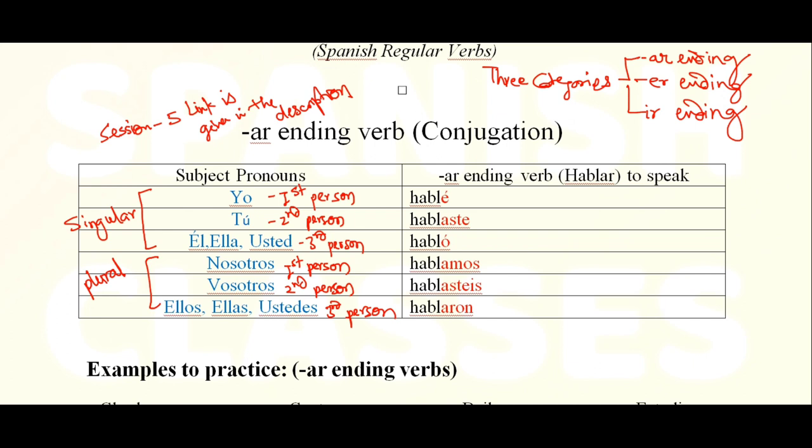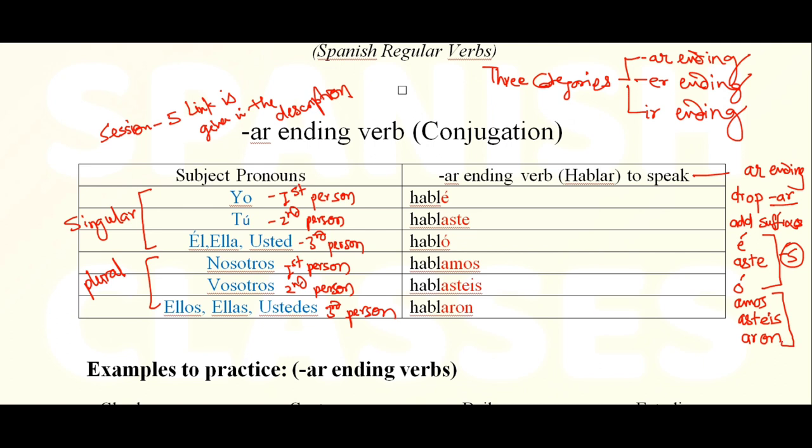We are taking hablar. This is the AR ending verb. It means to speak. Here we have to drop AR and we have to add suffixes like é with accent, aste, ó with accent, amos, asteis, aron, the suffixes. First person, second person, third person singular suffix, first, second, third person plural suffix.